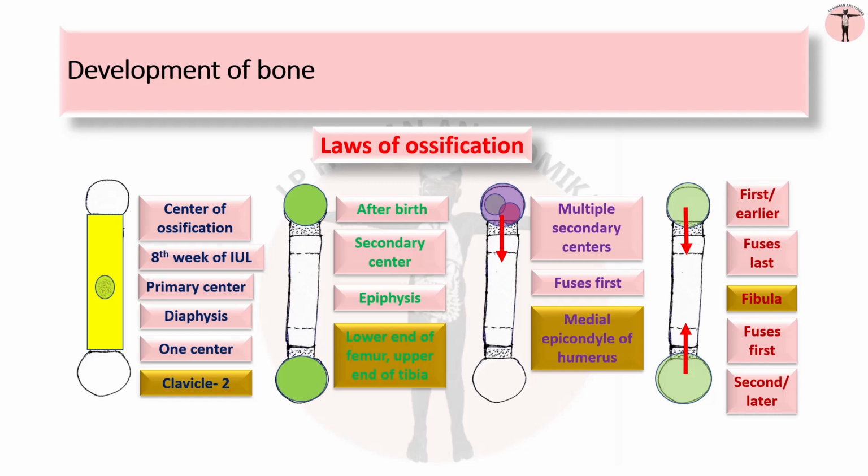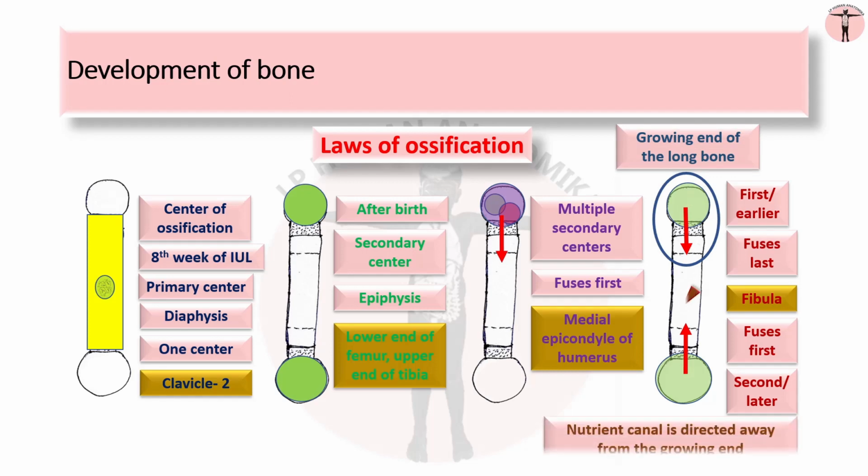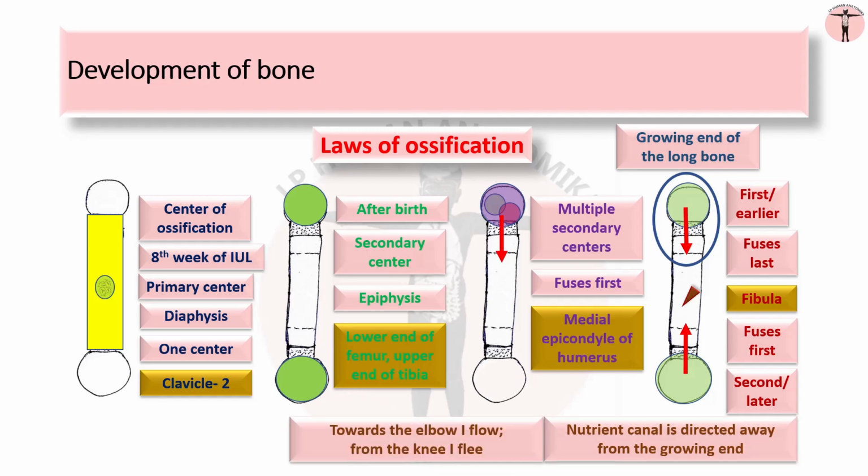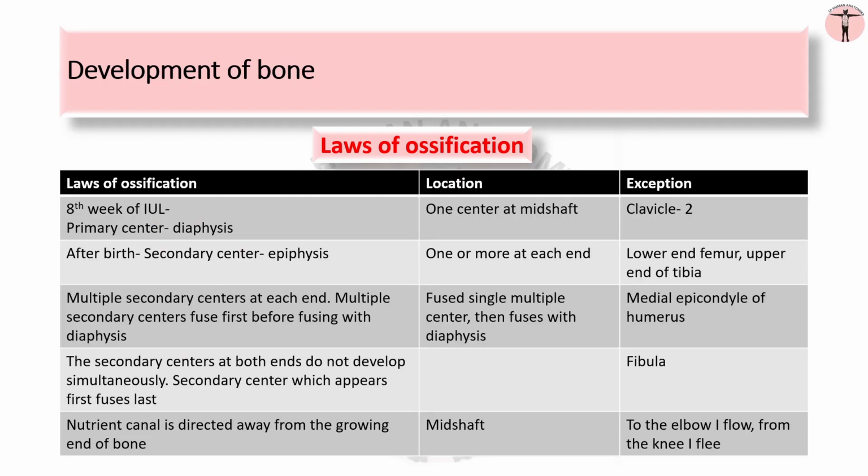The epiphysis which fuses last is called the growing end of the long bone. The nutrient canal is directed away from the growing end and can be remembered by the dictum: towards the elbow I flow, from the knee I flee. You can download this table by clicking the link in the description box.